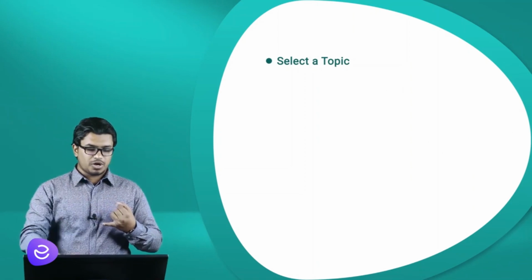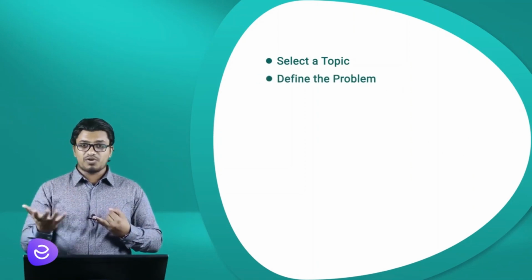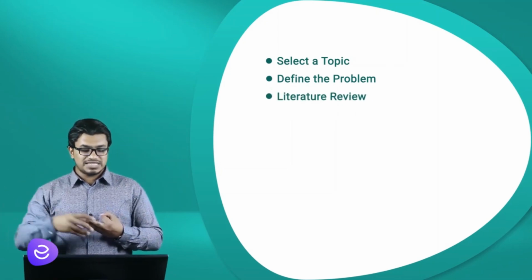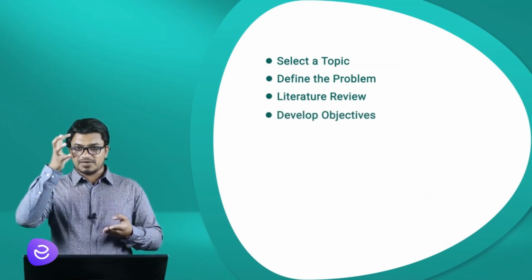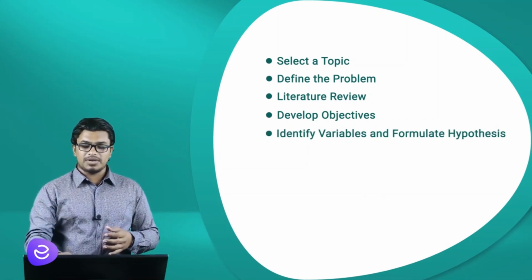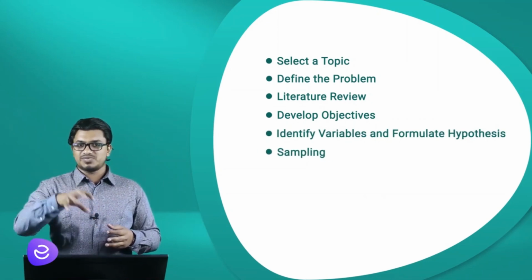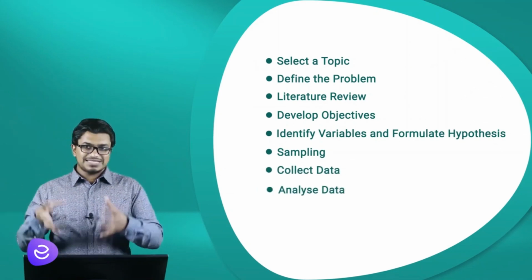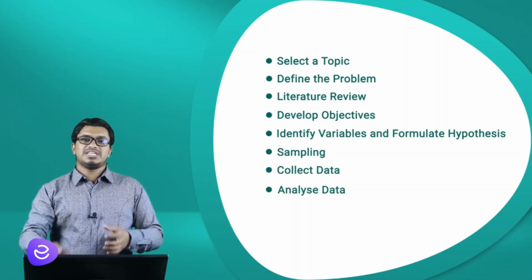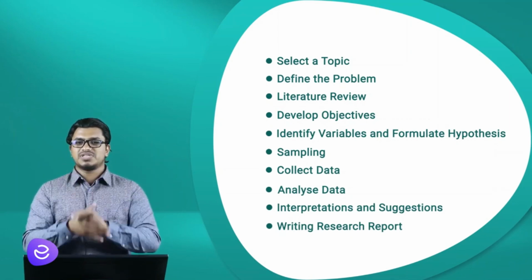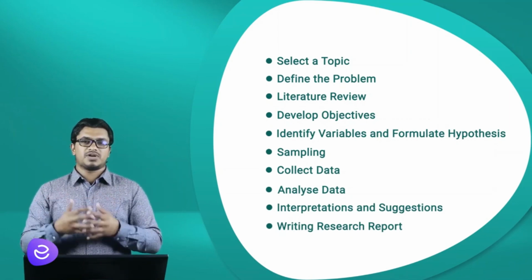We'll just have a look from the top. First, we select a good topic, then we define the problem, like what we are going to study, then we see the literature review, the studies that have already been conducted in this area. Then we develop very clear-cut and specific objectives. We identify the variables and formulate hypotheses. We take the samples, which is called sampling. We collect data based on these samples. We analyze the collected data. Then we interpret and give suggestions, and at last we write the research report and present it in front of our readers.